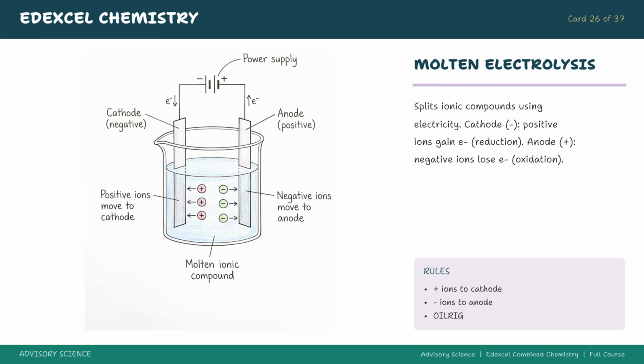Examiner tip: the most common mistake is mixing up cathode and anode. The cathode is negative and positive ions are attracted to it. Opposite charges attract every time.